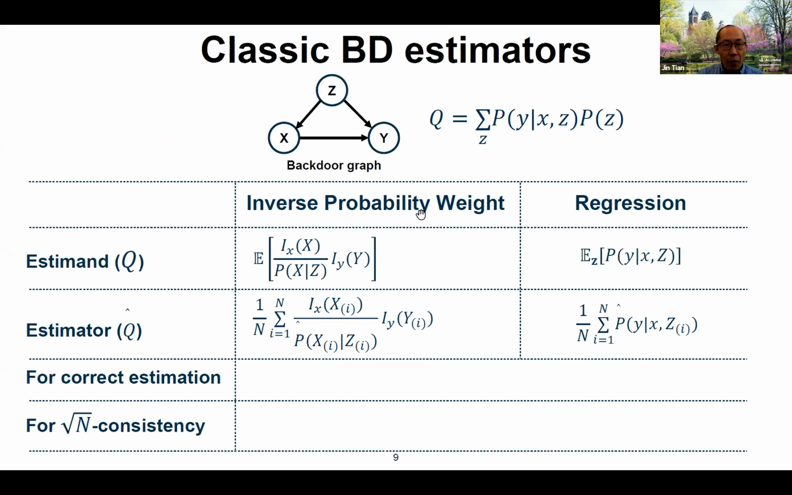In a different form, something called the IPW, we rewrite the expression in a different form. And here the nuisance is the probability of X given Z. I believe it is known as the propensity score. So we estimate this probability, then compute this expectation.